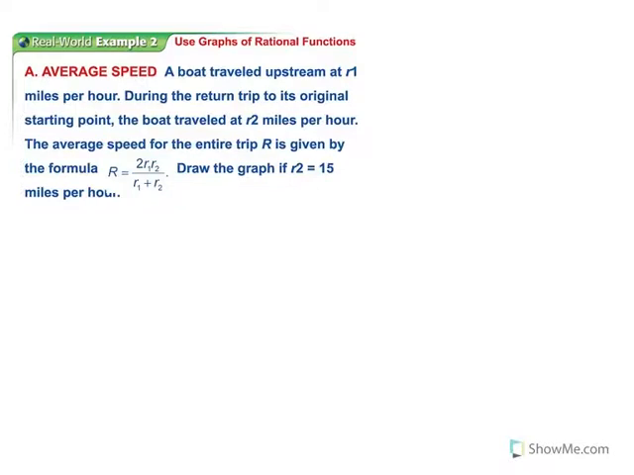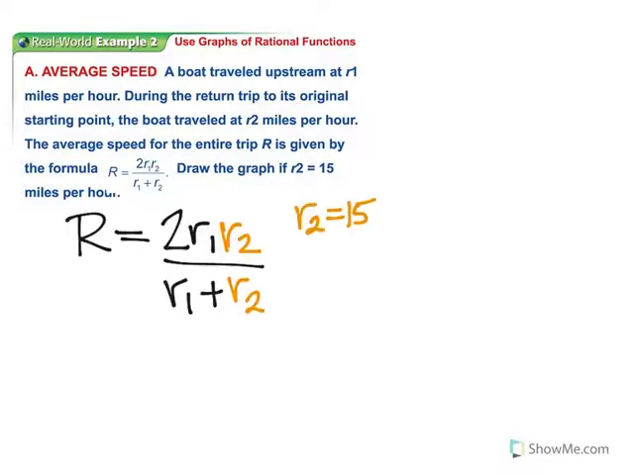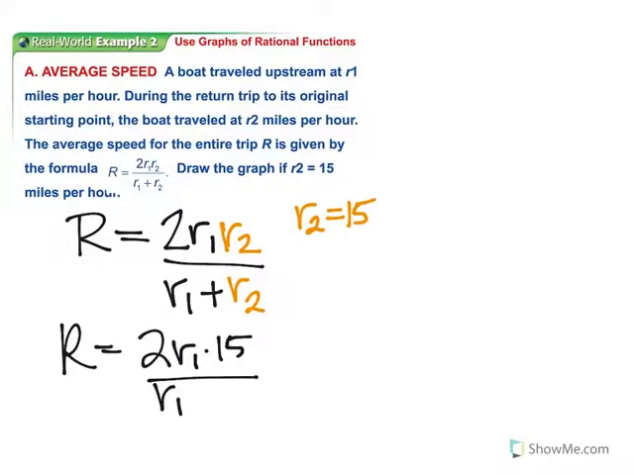So the first thing we want to do is replace R2 with 15 in our function. So I'm going to rewrite this as R is equal to 2 R1 times 15 divided by R1 plus 15. And the numerator becomes 30 R1 divided by R1 plus 15. So now that we have our function, let's talk about vertical and horizontal asymptotes.